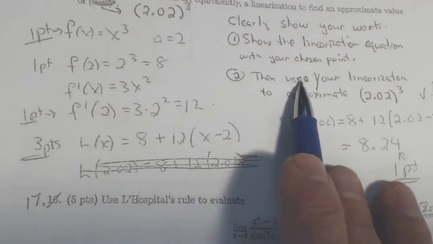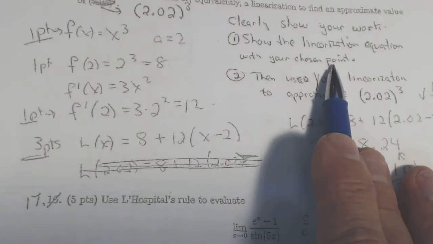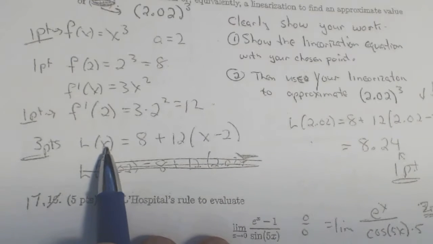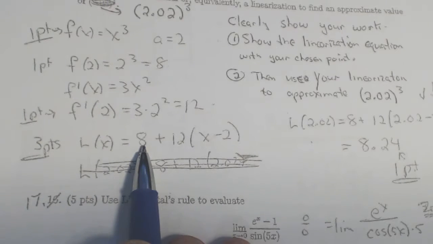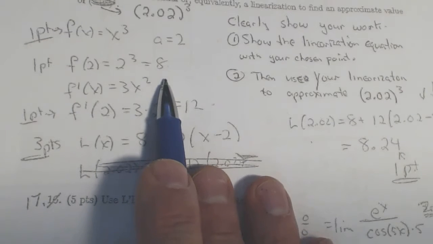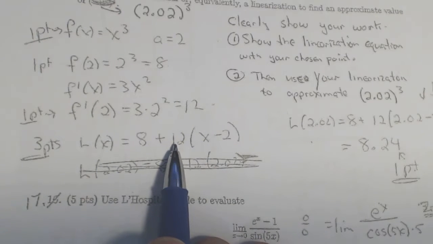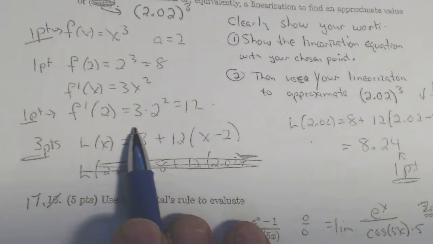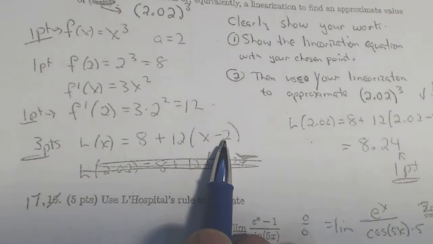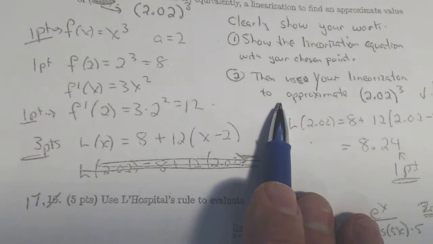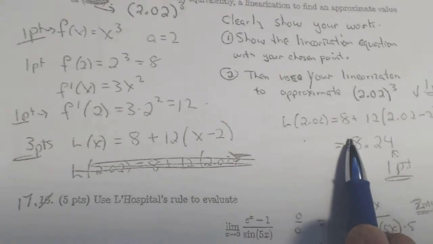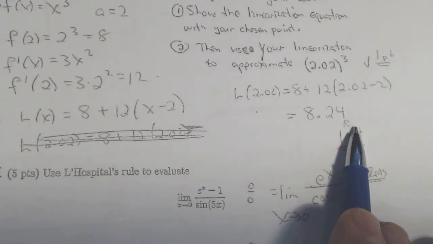So here's what I wanted when you're showing your linearization at our chosen point. This is the linearization of x, that's the y in the tangent line, equals the function's value at the point you chose, 2, and we figured out f of 2 was 8, 2 cubed was 8, plus the derivative, which was the 12, the derivative at 2 was 12, times x minus the value you chose. Now to get your approximation, which is the other part, use your linearization to approximate 2.02 cubed. You plug the 2.02 there, and you crank out the answer of 8.24.